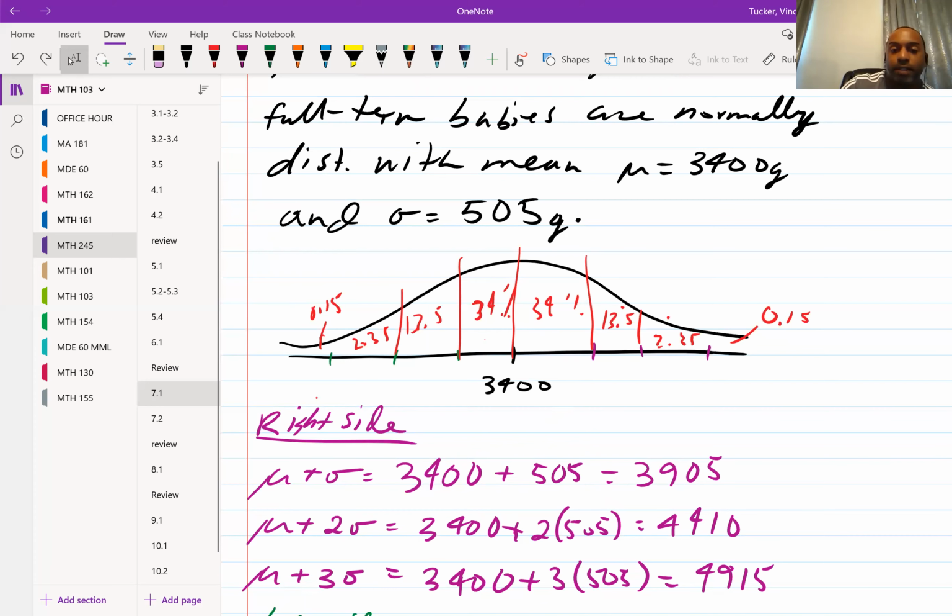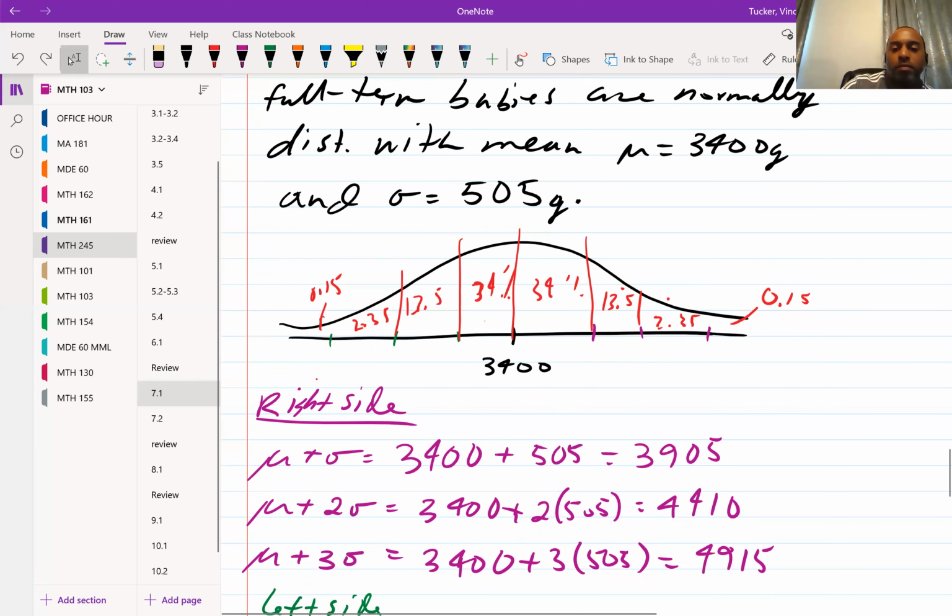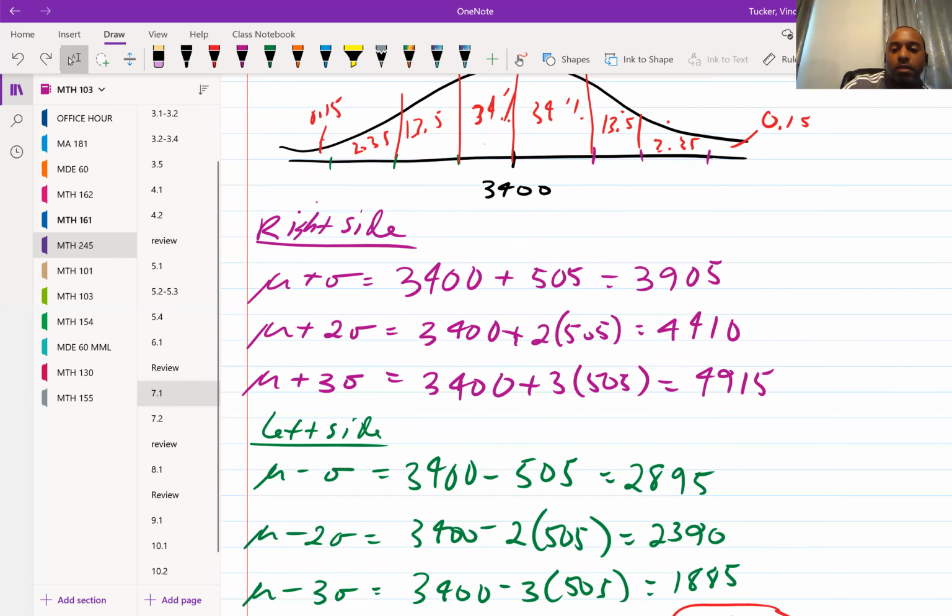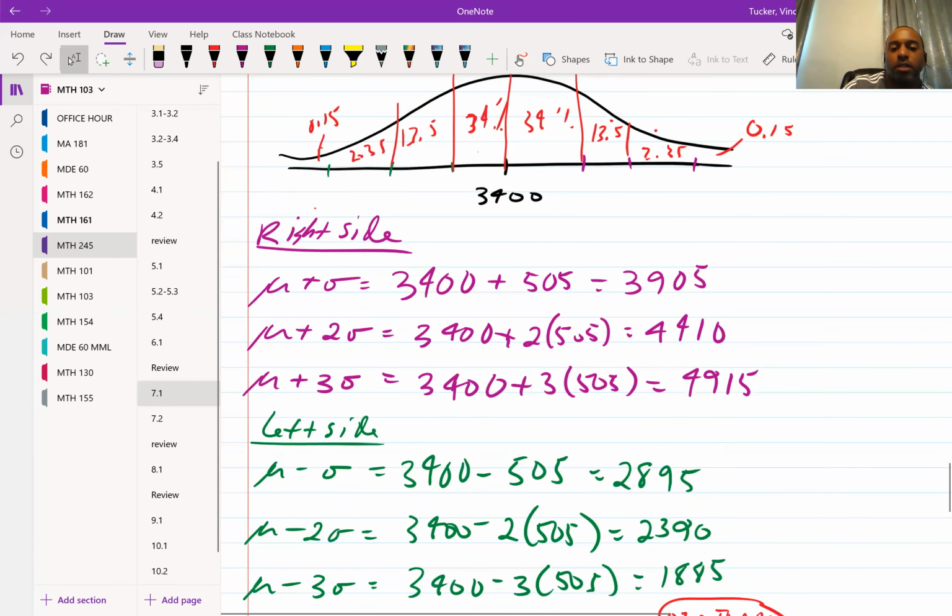And if you want the left side of the mean, you subtract. Subtract the standard deviation 3 different times. Subtracting 505 once gives you 2895. Subtract it again, gives you 2390. And then one more time, 1885.